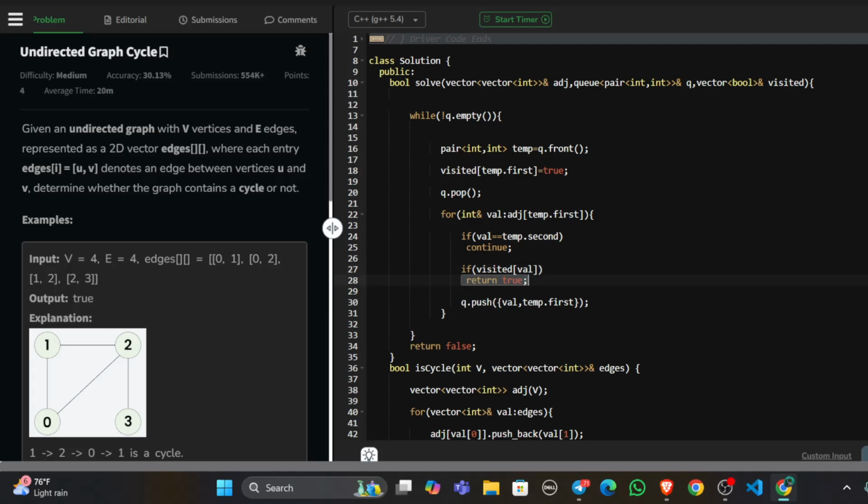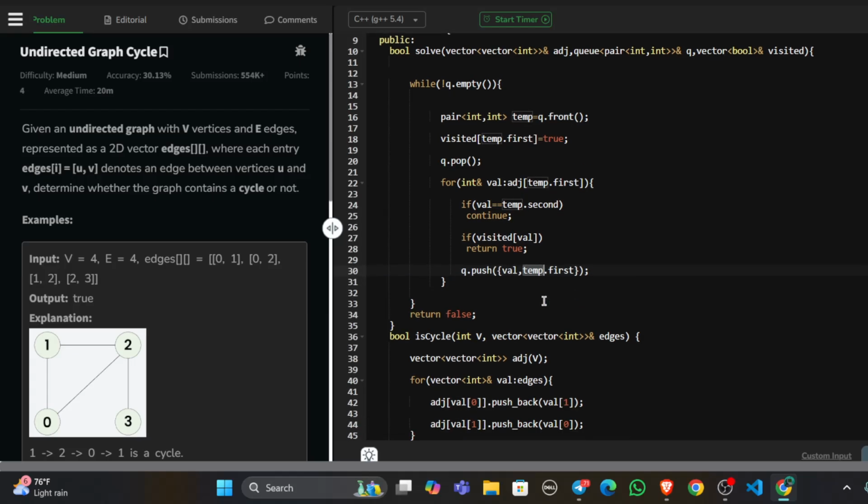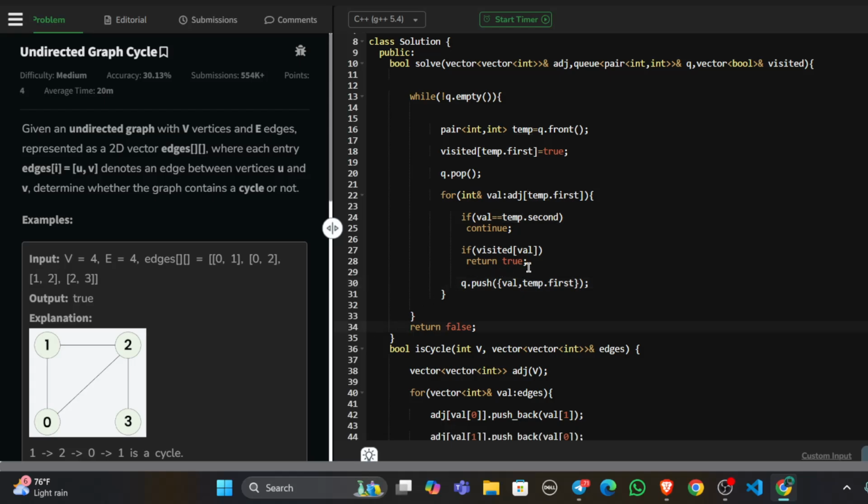I'm starting on this, going on this, and going on this. This is not a part of this. That's why we have to find a cycle. And we push this value, the value and the pair's second value. And then we return true, because we found a cycle.